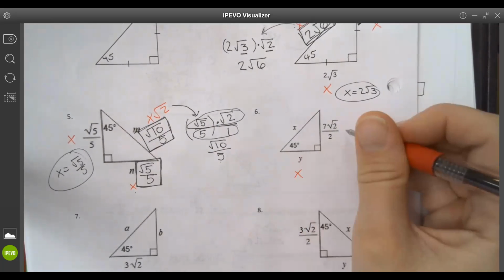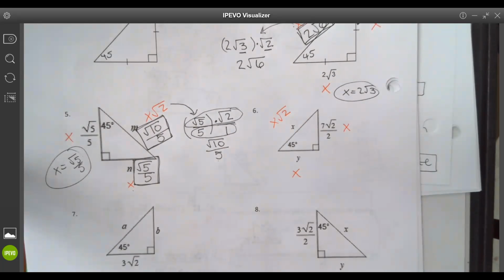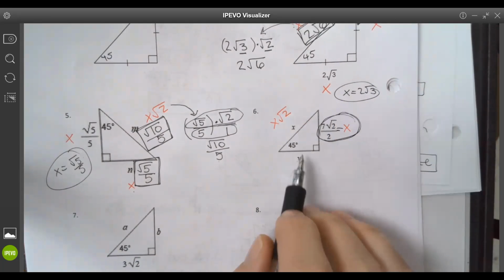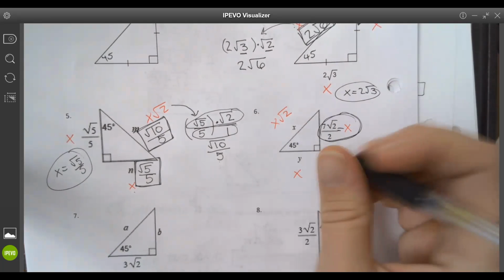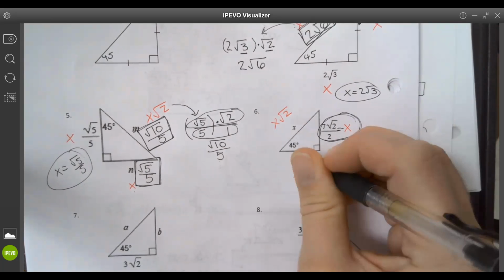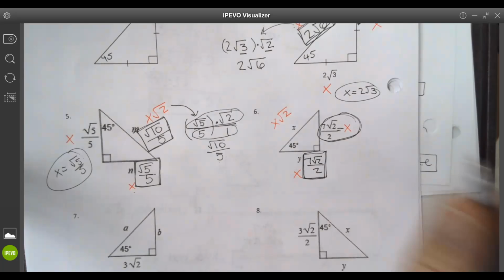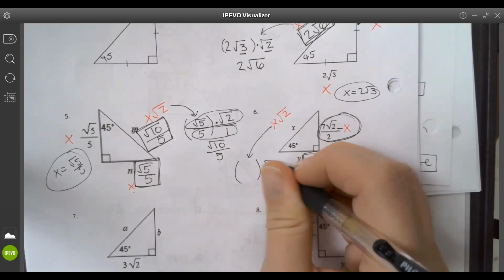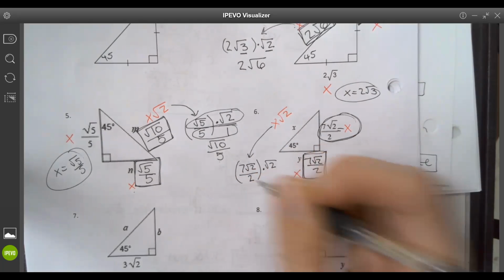On the next example, the side I'm given is my x side, so I know x equals this. I'm going to plug x into my other two sides. So my other leg is also going to be 7 rad 2 over 2. My legs match in these 45, 45, 90s. Here, I need to do some math. X times rad 2. And x is 7 rad 2 over 2.